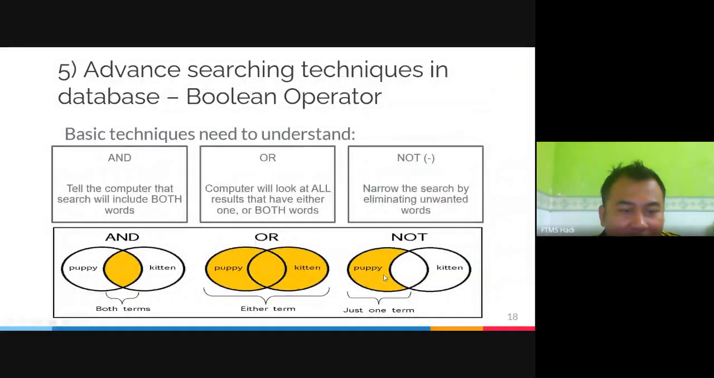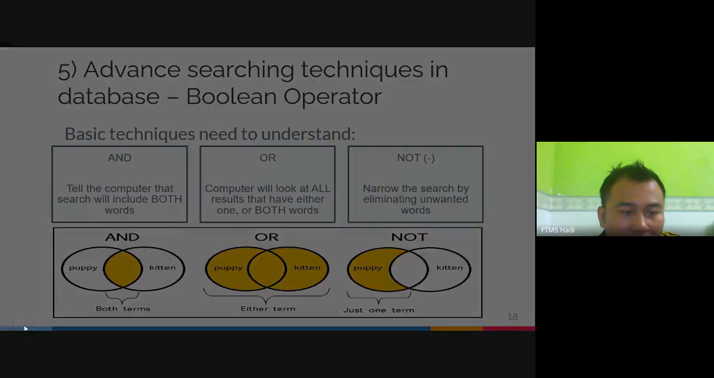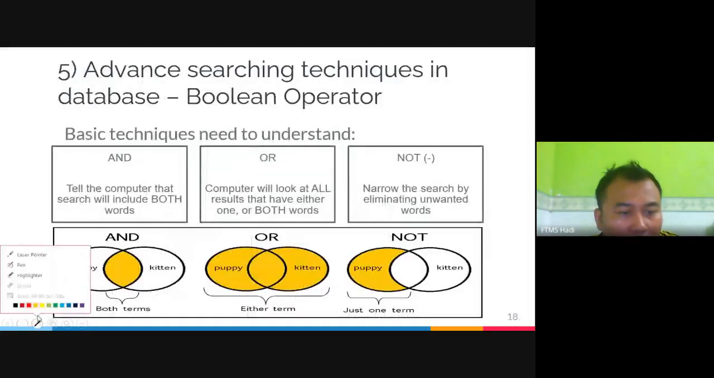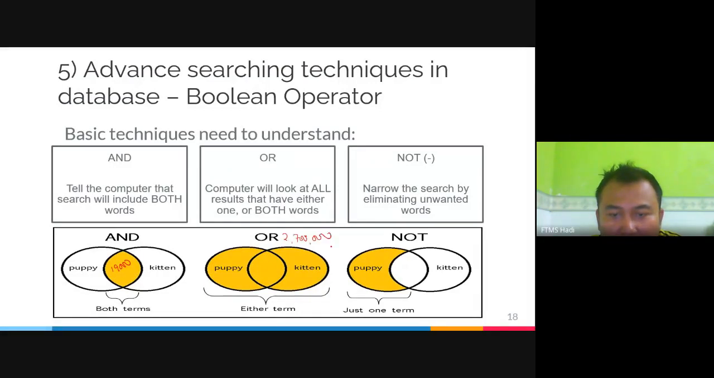Earlier we talked about the results: 19,000, 2.7 million, and this one 5,000 only. So there is a difference between AND, OR and NOT. But I rarely use NOT, because I usually use AND or OR only. NOT is to eliminate unnecessary words.